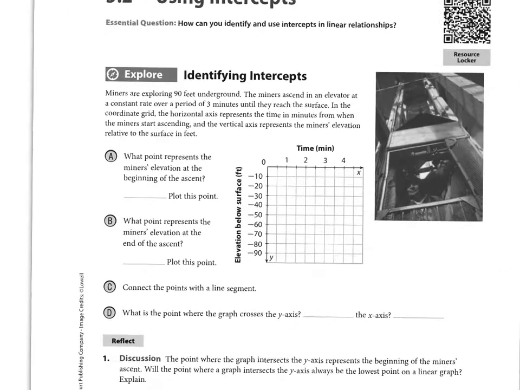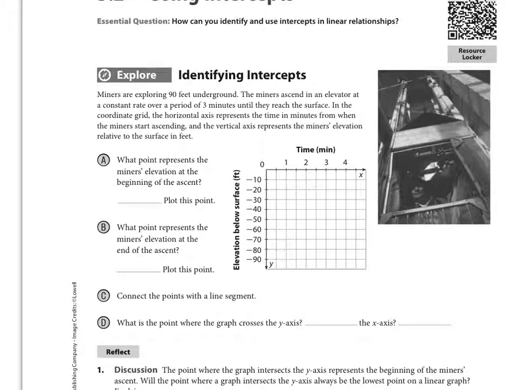In this explore activity, miners are exploring 90 feet underground. The miners ascend in an elevator at a constant rate over a period of 3 minutes until they reach the surface. In the coordinate grid, the horizontal axis represents the time in minutes from when the miners start ascending, and the vertical axis represents the miner's elevation relative to the surface in feet.